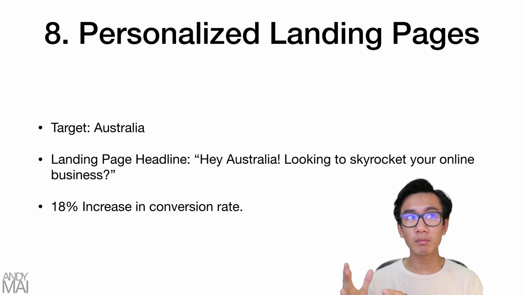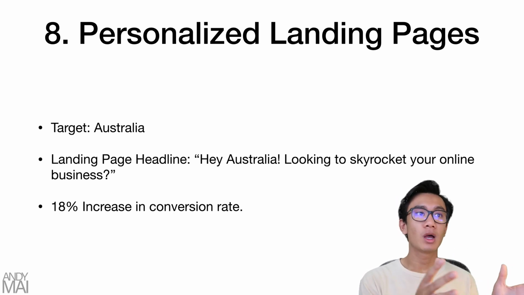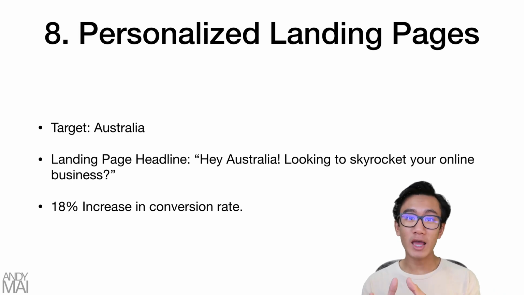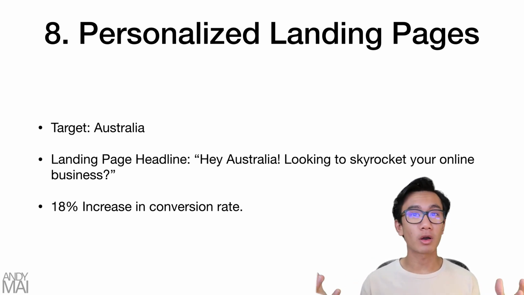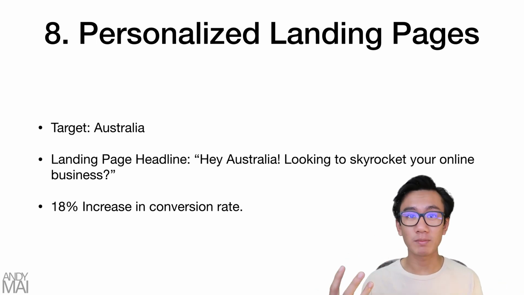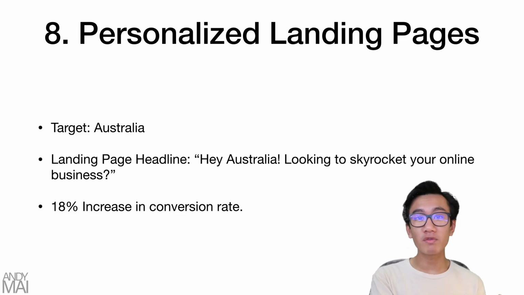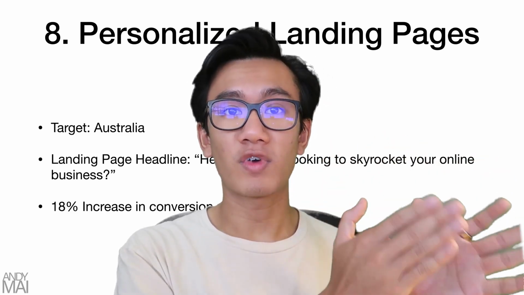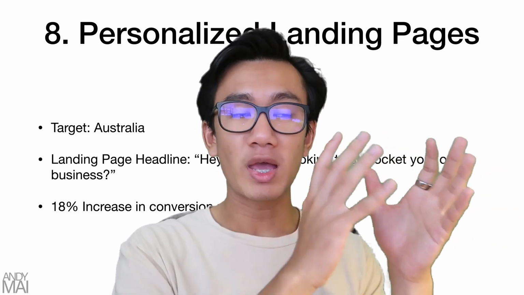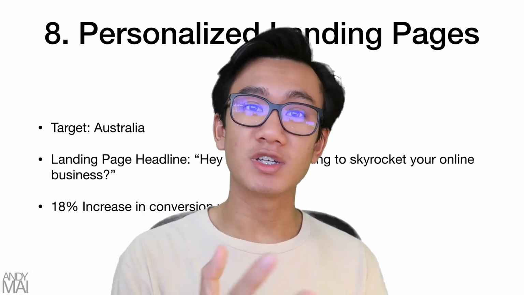This is like a pro tip, but what you can do is, if you target, say, Australians, you could send them to a landing page with a headline like, "Hey Australia, are you looking to skyrocket your online business?" This will literally increase your conversion rate by up to 18%. You could even customize this for people with certain names, people of certain demographic, age, etc. And really send certain audiences, whether it's through Facebook or email segmentation, based on their demographic, to tailored landing pages just for them.